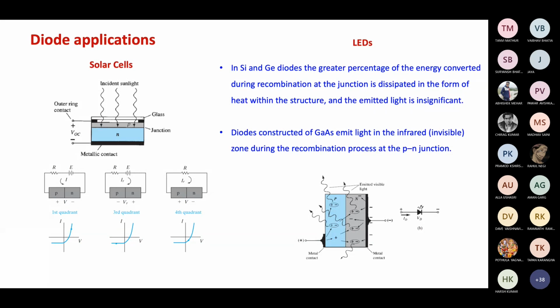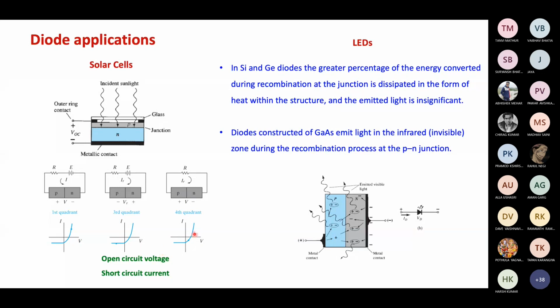So this completes the applications of diodes, and let me not take much of your time. I'm already including this in your lunch time. But there are two important parameters that we need to keep in mind in solar cells. One is known as the open circuit voltage, and the second is known as the short circuit current.